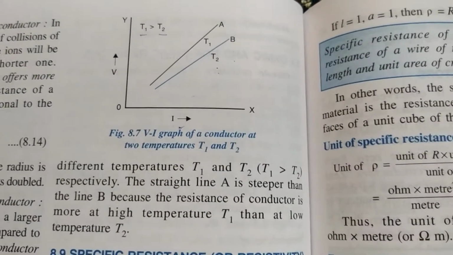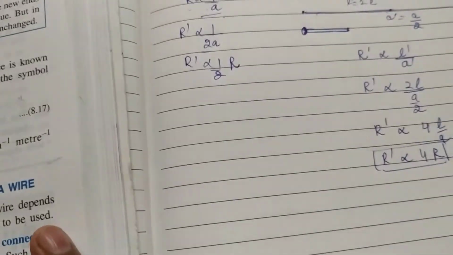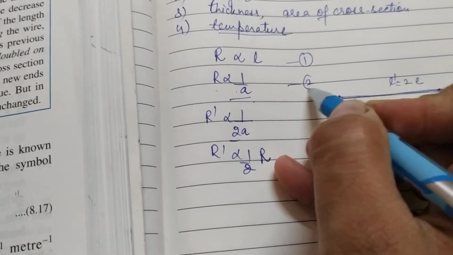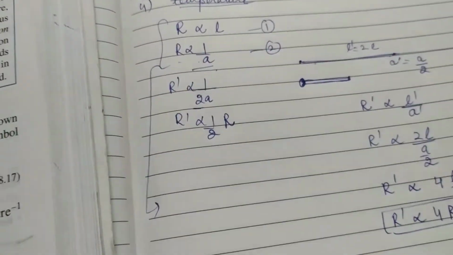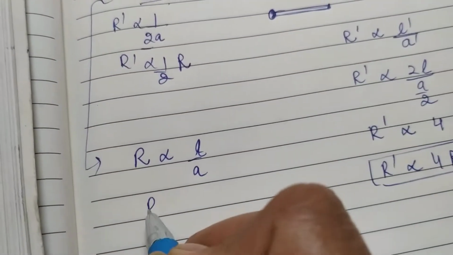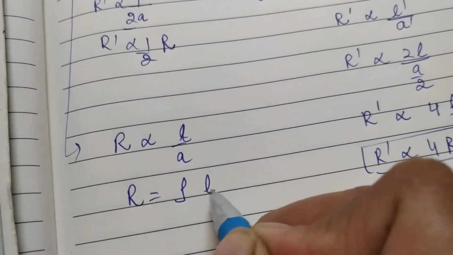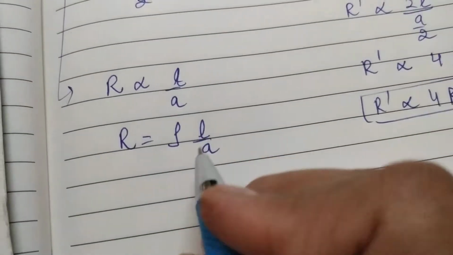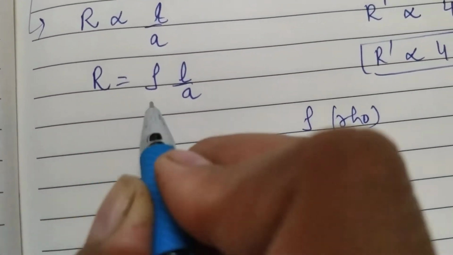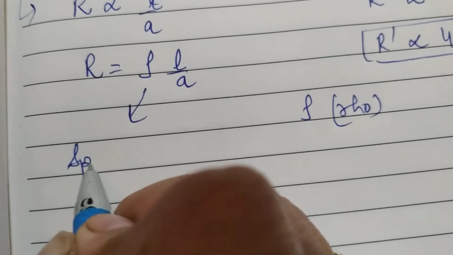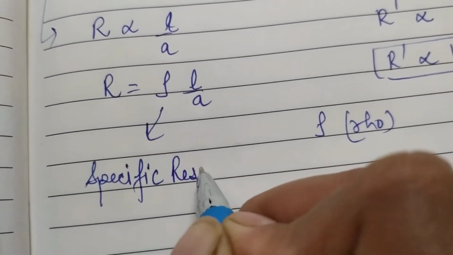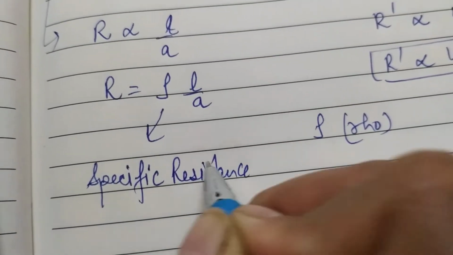So let's talk about the resistance once again. Combining these two relations, we get R proportional to L by A. When we remove the sign of proportionality, a constant is introduced. This constant is a Greek letter which is read as rho, and it signifies the specific resistance of the material of the wire.